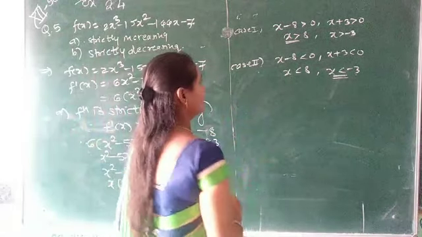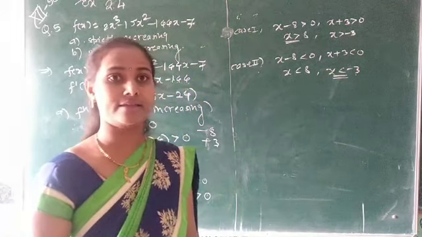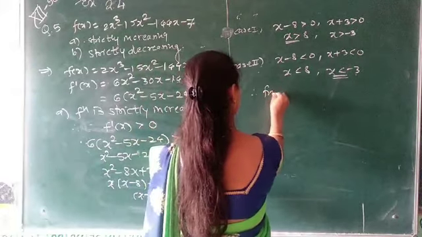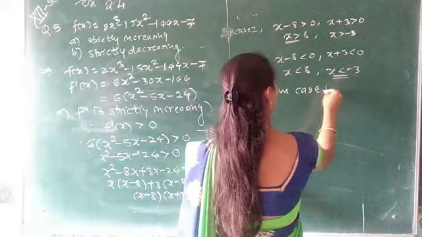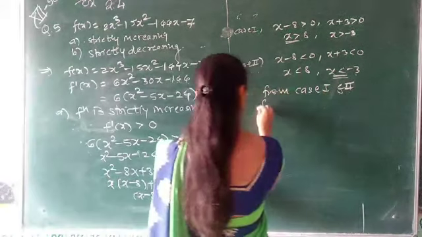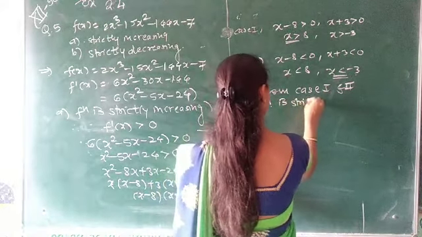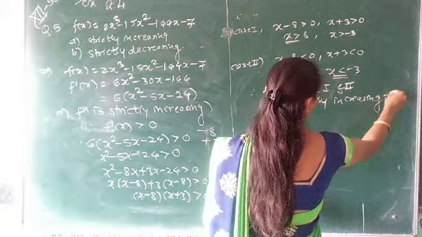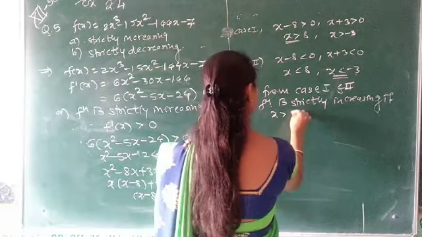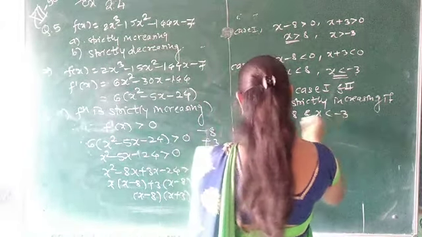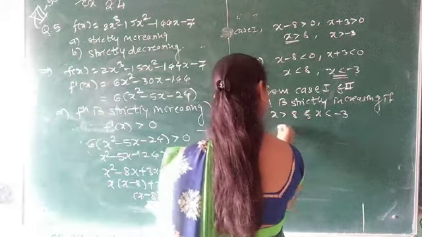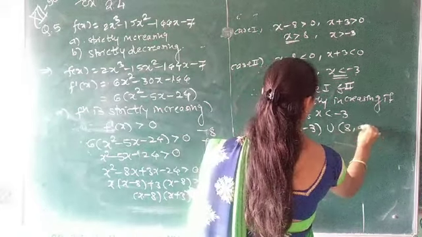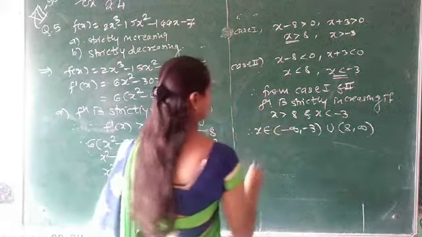So the possible values of x are x greater than 8 and x less than minus 3. So from case first and second, the function is strictly increasing if x greater than 8 and x less than minus 3, or we can also write this as minus infinity comma minus 3 union 8 comma infinity. x belongs to this set.